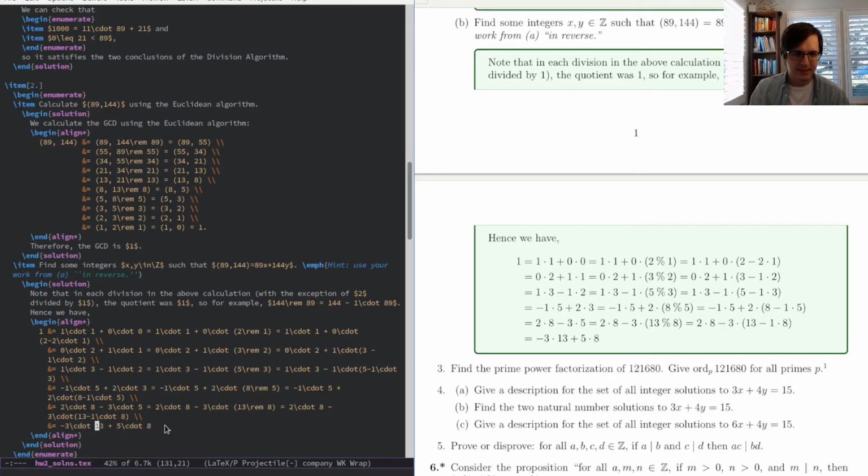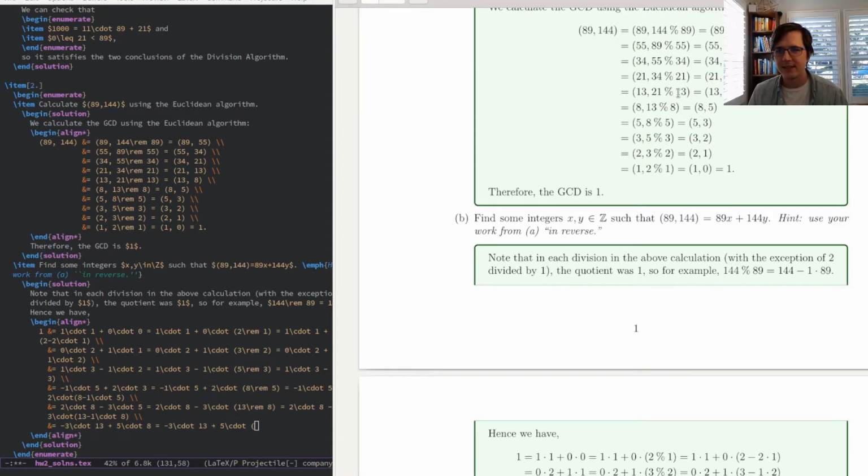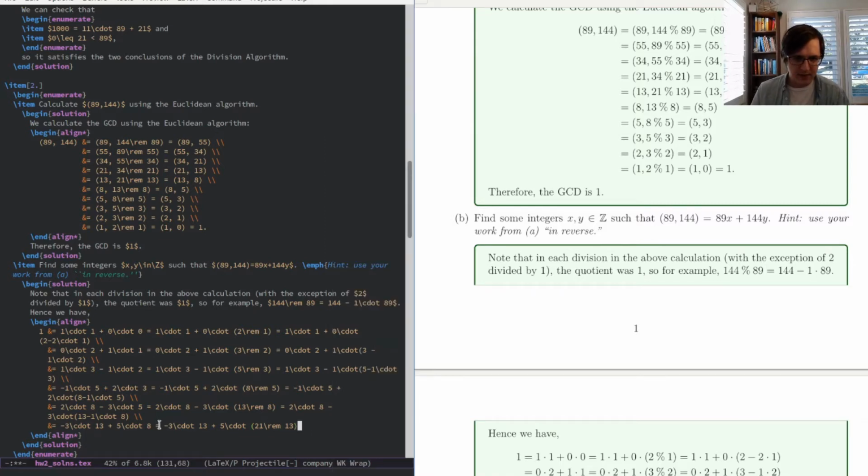Okay, let's just continue. So 8, that was what mod what? It was 21 mod 13, I mean. And that is 5 times 21 minus 1 times 13.